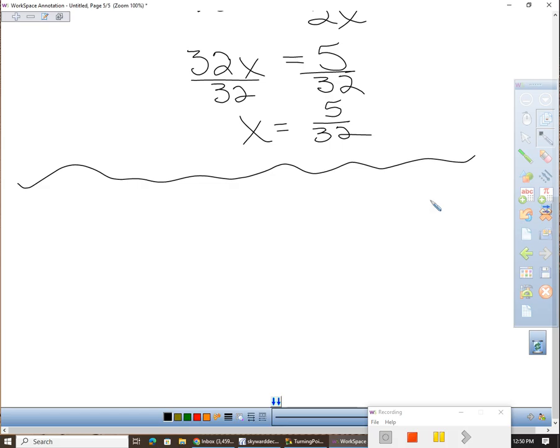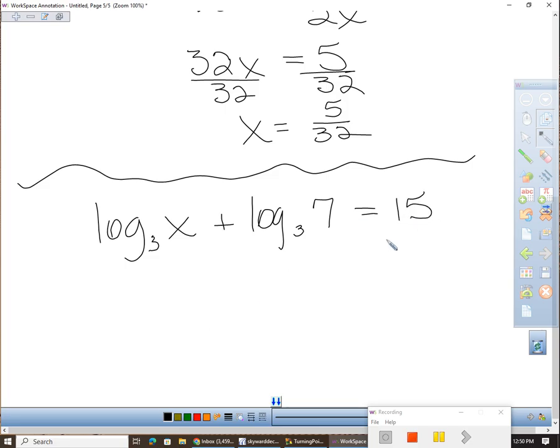All right, what if we have log base 3 of x plus log base 3 of 7 equals, let's go 15. That sounds good. All right, so first of all, we got to put these together, right? So it's going to become log base 3 of what? 7x, absolutely, 7x. In the log world, when we add, we really multiply. Equals 15.